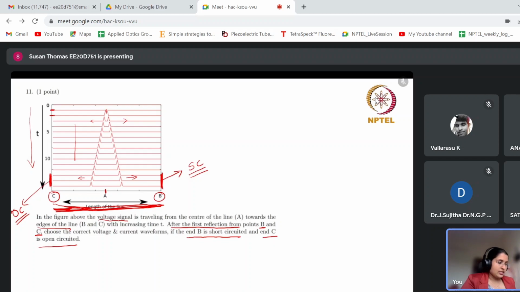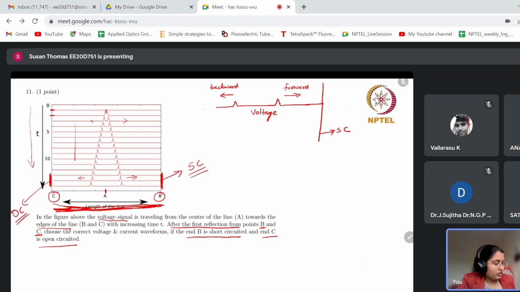So let's try to analyze this question. You have a voltage wave. This is the forward wave and this is the backward wave. This is basically a voltage signal. Now here you have a boundary B which is short circuit and here you have a boundary which is open circuit. After the reflection from this boundary and this boundary, what happens to the voltage wave? I hope the question is clear to all of you.